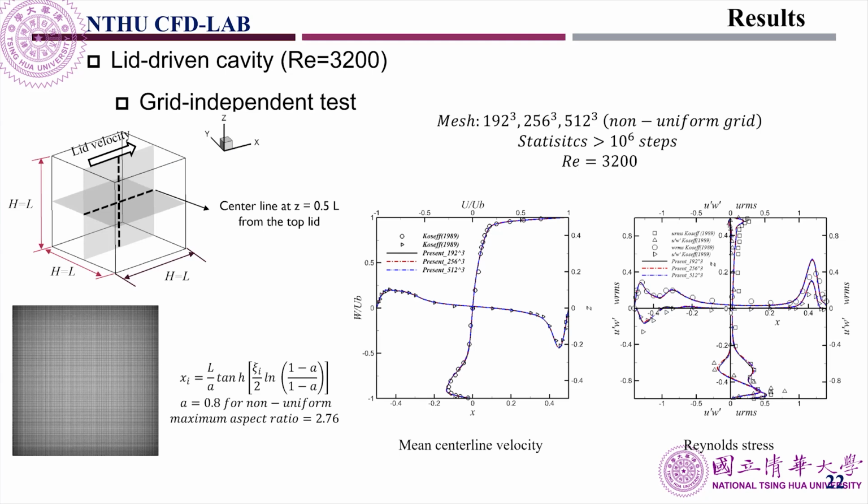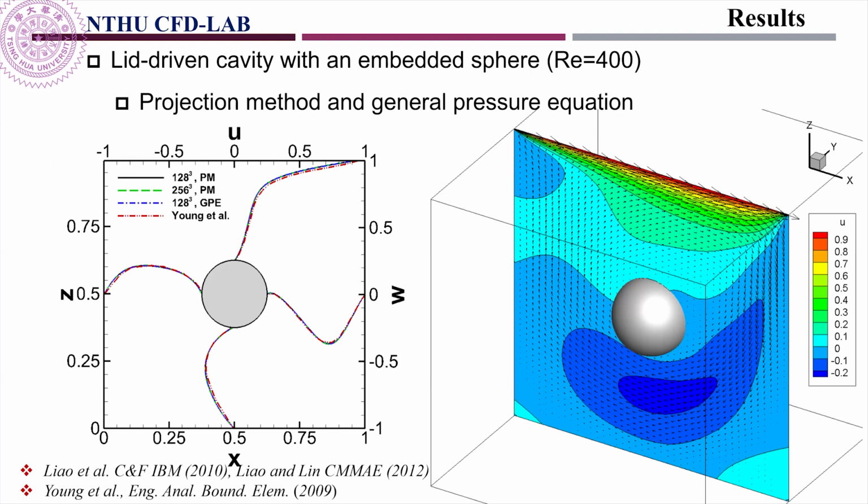And so this is the mean flow. We have 3 uniform meshes, 192 cube, 256 cube, 512 cube. So we can see this is the mean velocity distribution and the turbulent intensity and the shear stress. And seems to be quite okay. And also recently we have modified our program to include the immersed boundary method that we developed many years ago. And we put a sphere there. And this is a quite low Reynolds number. The agreement is quite good.